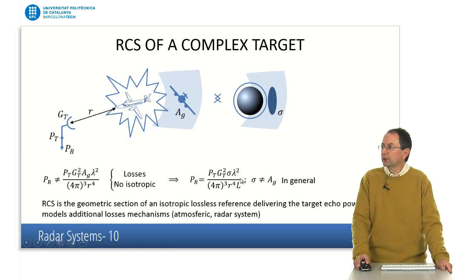Notice that we have introduced an L parameter here in the denominator, and this is to model the additional losses which are not part of the target, which may belong to the atmospheric channel or to the radar system itself.